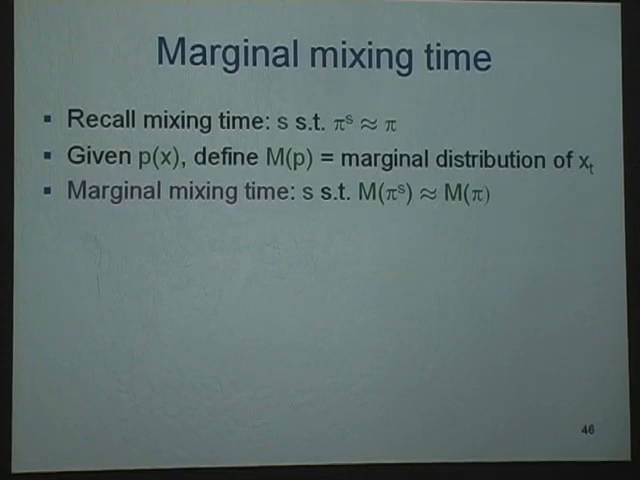So to deal with this, we extended the notion of mixing time. We define what's called the marginal mixing time. So the idea roughly is that we are going to run the Markov chains just long enough so that the distribution of the tth state, x_t, is accurate. And the estimate of the other distributions can be quite bad. That's fine. So this is called the marginal mixing time.